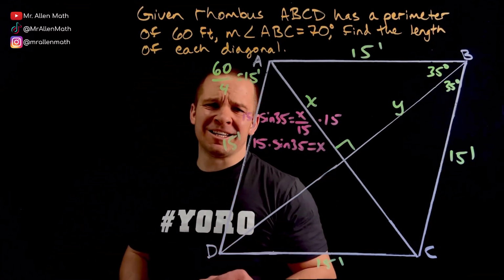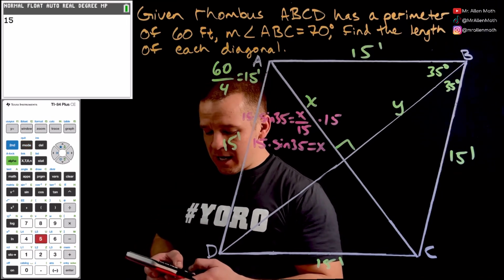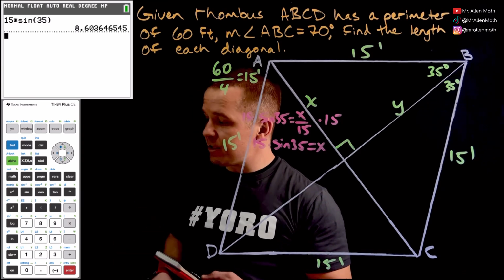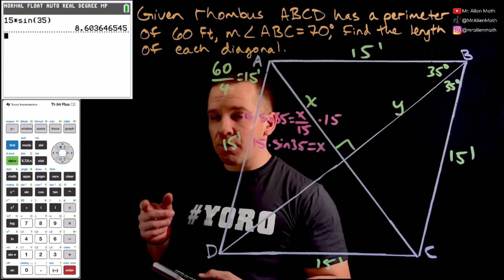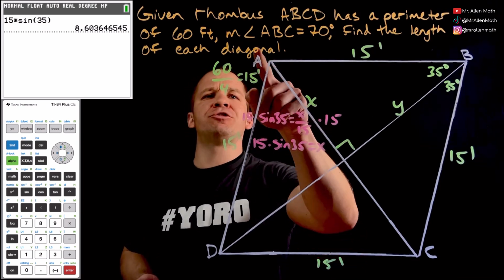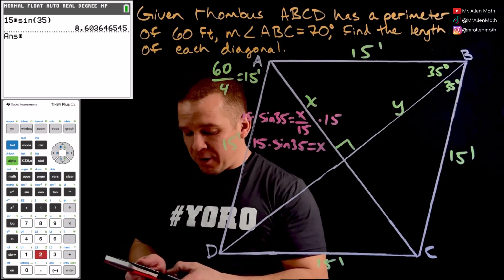Now it's time to bust out that TI. I'm going to have 15 times the sine of 35 degrees, hit enter, and I get 8.603 and some change, right? So that's for this portion here. I want the whole diagonal, so I'm going to have to multiply this by 2.